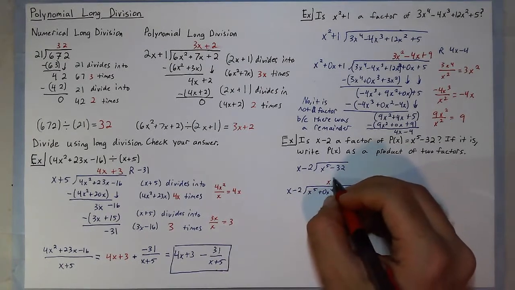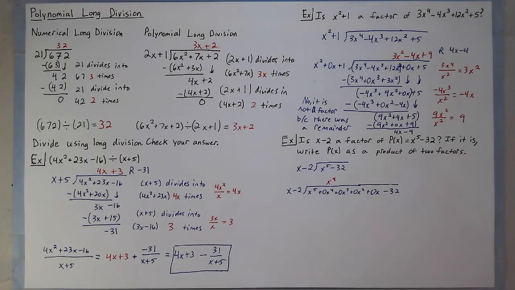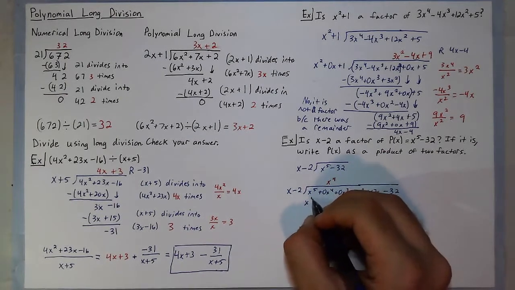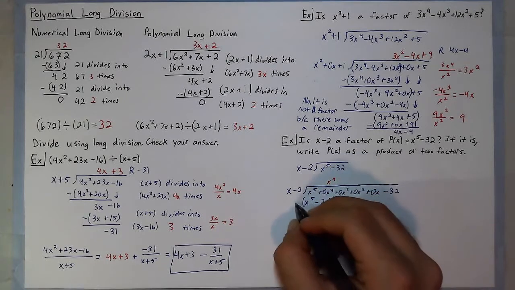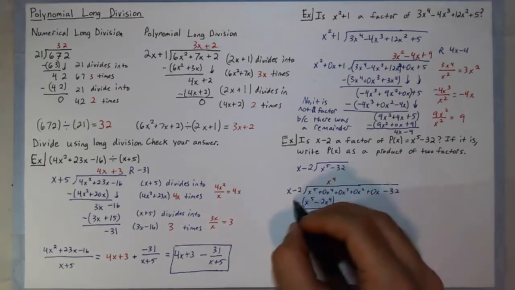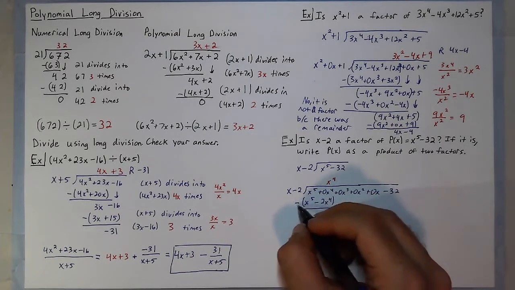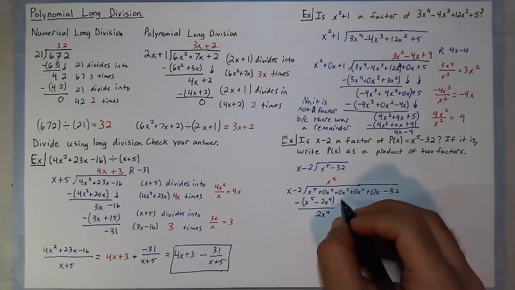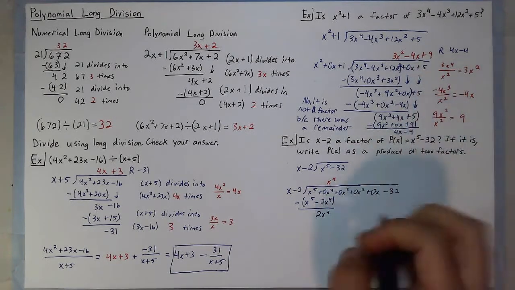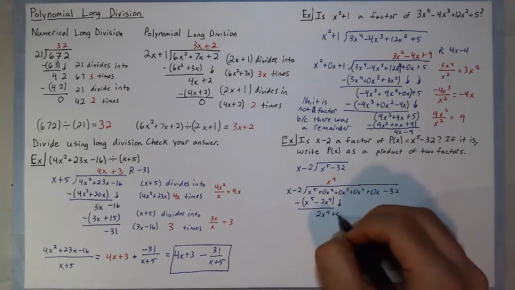Well, x to the fourth times, and then x to the fourth times x minus 2 is x to the fifth minus 2x to the fourth. And then I'll subtract. x to the fifth minus x to the fifth is 0, and 0x to the fourth minus negative 2x to the fourth, minus a negative is a plus, give me positive 2x to the fourth. And this time, instead of bringing all the terms down, I'm just going to bring down what I need, which is 2 terms. So now I have plus 0x cubed.